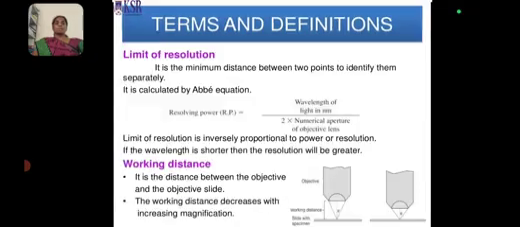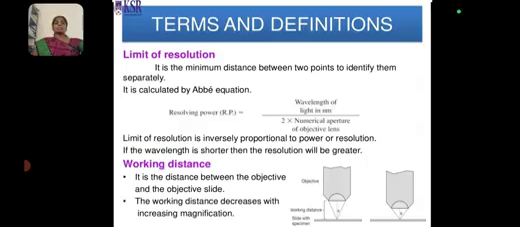Then the next one is limit of resolution. It is the minimum distance between 2 points to identify them as separate. It is calculated by the Abbe equation. Resolving power is equal to the wavelength of light in nanometer divided by 2 times the numerical aperture of the objective lens. So, limit of resolution is inversely proportional to the power of resolution. If the wavelength is shorter, then the resolution will be greater.